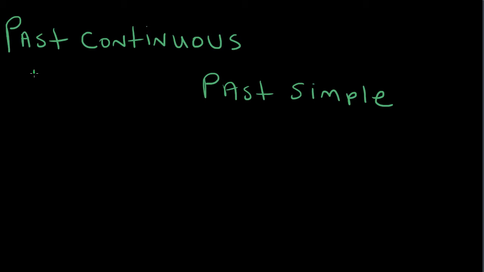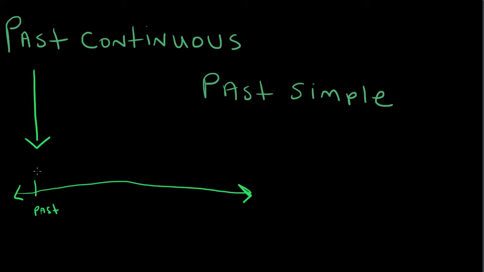The past continuous is used in English when we want to talk about actions that were happening in the past, continuous past actions. So if we had a time wheel, it would look like this, or a timeline. We have the past, some event that happened in the past, and it continued here until another point in the past, and then it stopped.